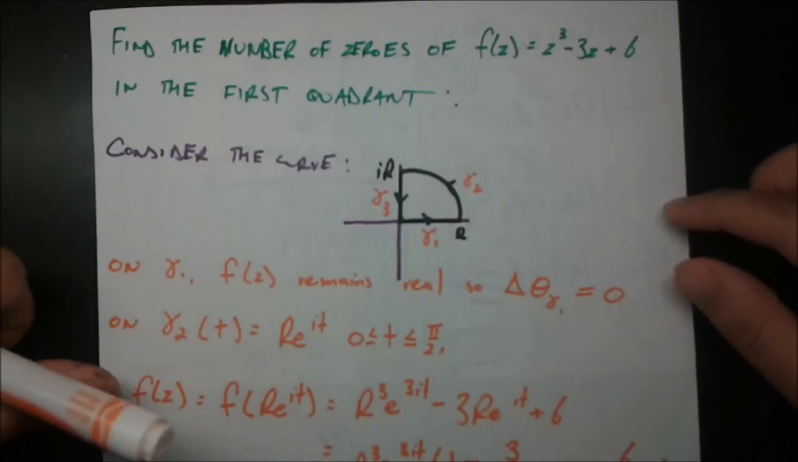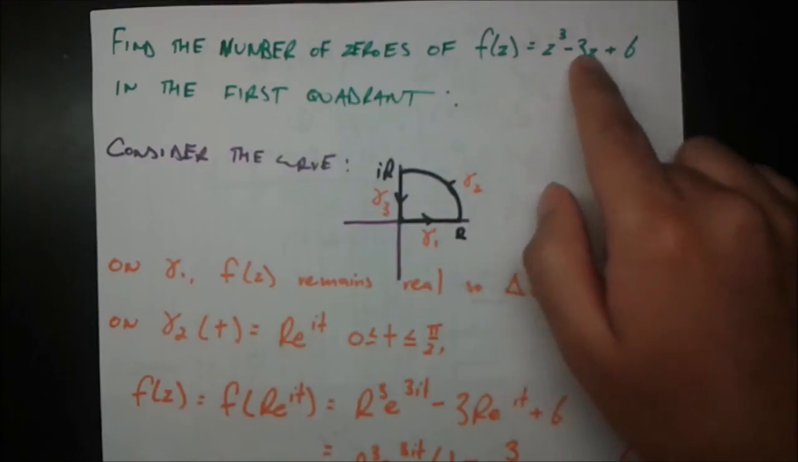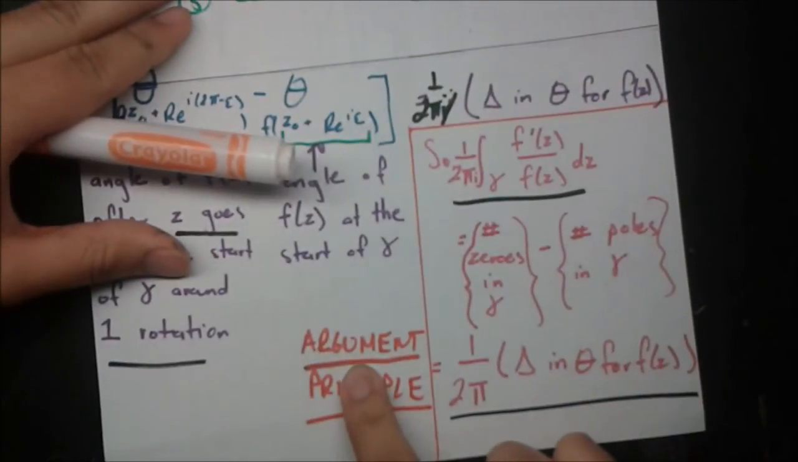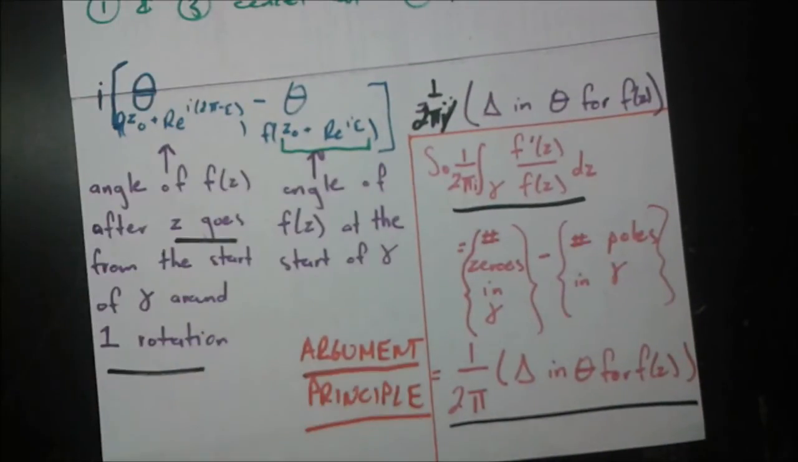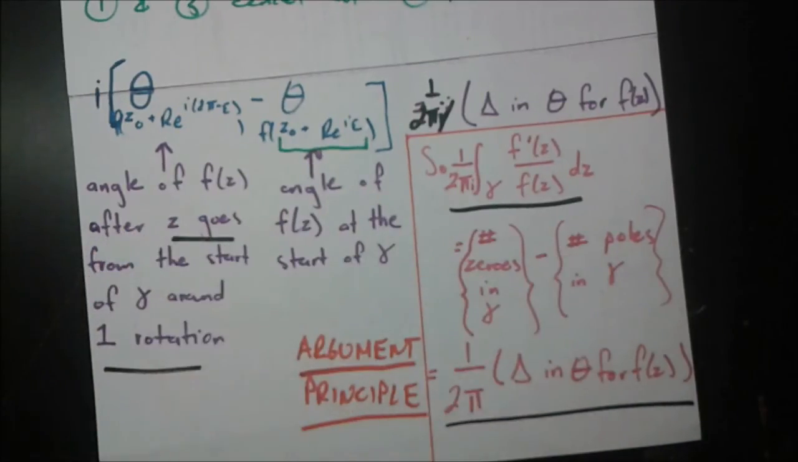So here's our example. We want to find the number of zeros of f of z equals z cubed minus 3z plus 6 in the first quadrant. The principle we just derived is called the argument principle, by the way, which is what this video is titled. Specifically, number of zeros minus number of poles equals 1 over 2 pi times the change in theta. That's known as the argument principle.